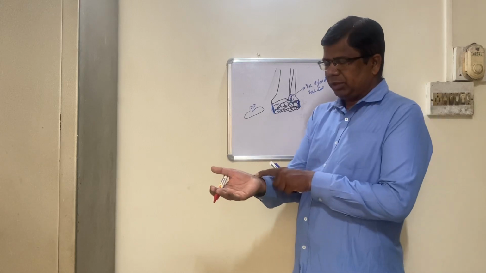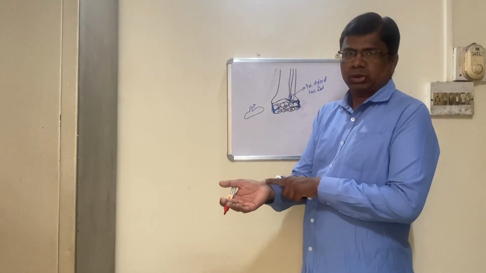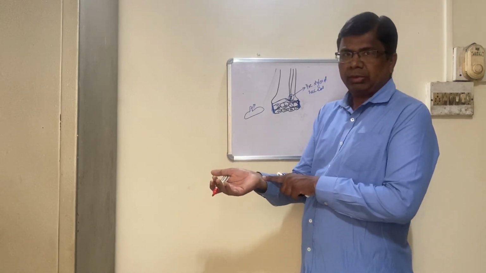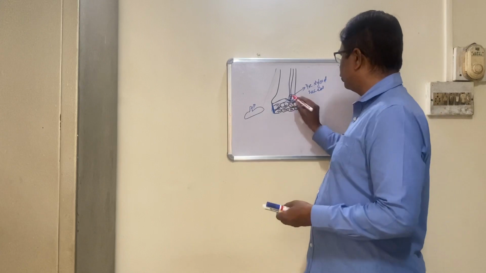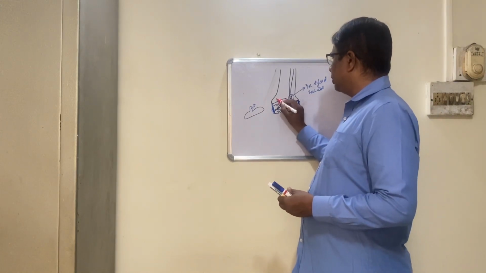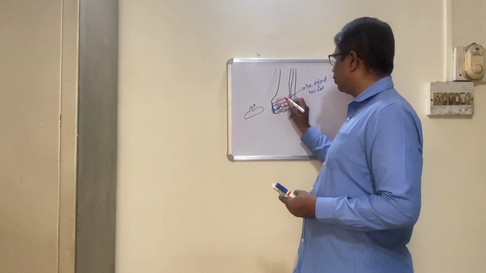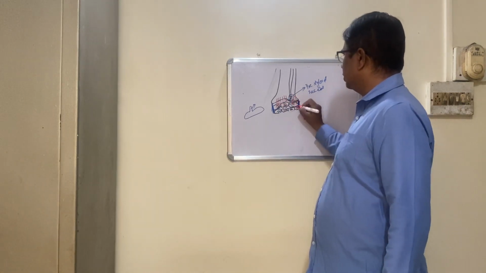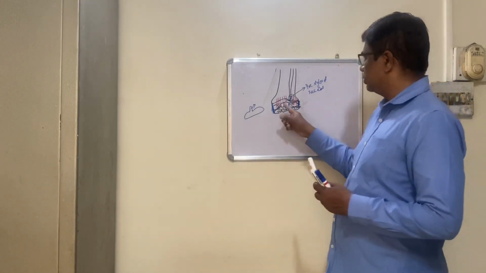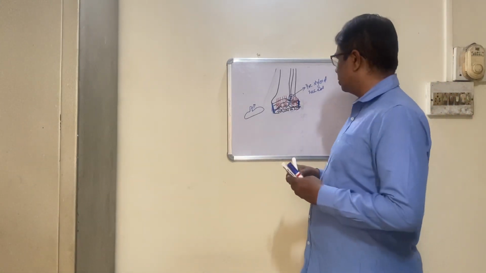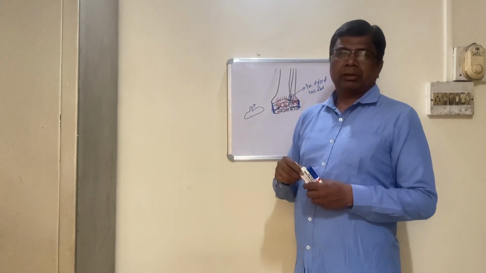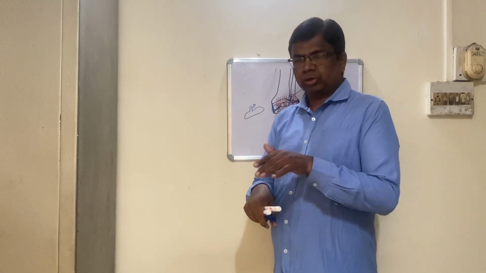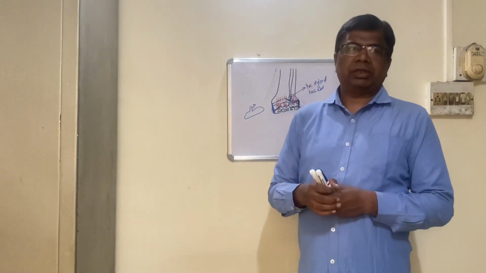Palmar radiocarpal ligament means it's on the palmar side, extending from the radius to the carpal bones, and the palmar ulnocarpal ligament extends from the palmar side of the ulna to the carpal bones. So the palmar radiocarpal ligament will extend from the lower end of the radius to the scaphoid and the lunate bones, and the palmar ulnocarpal ligament will extend from the palmar surface of the ulna to the triquetral and pisiform bone. These are the two ligaments which are going to be there anteriorly. One ligament which is going to be there posteriorly is the dorsal radiocarpal ligament. It will extend from the posterior surface of the radius to the scaphoid, lunate and the triquetral bones.